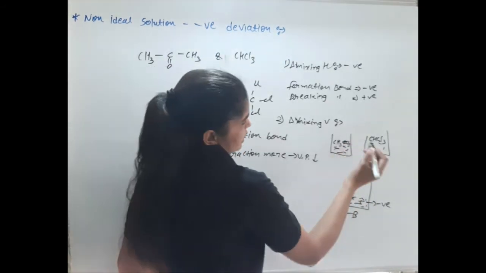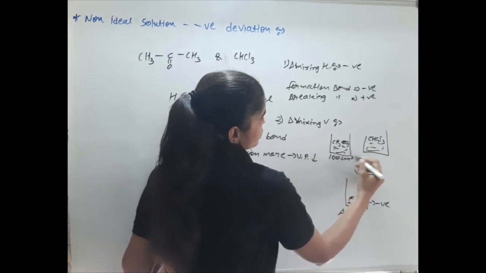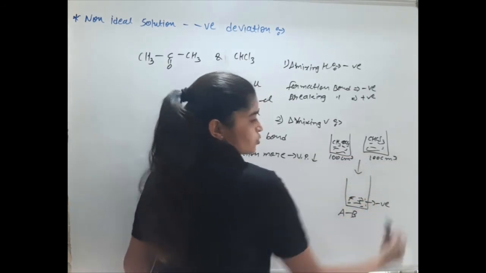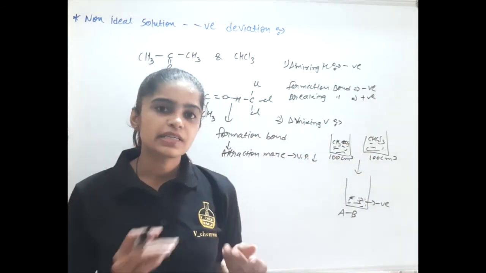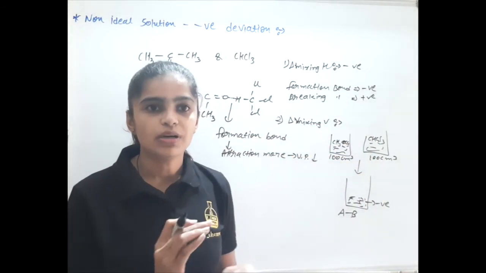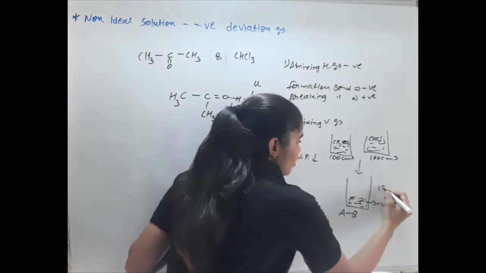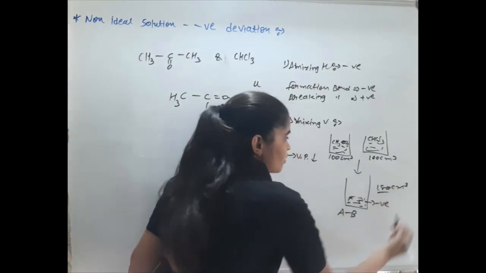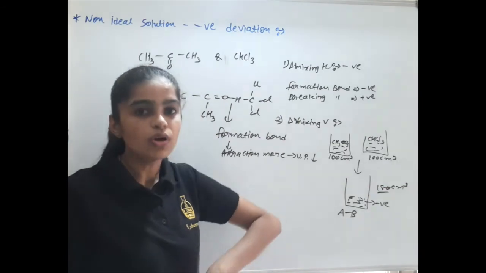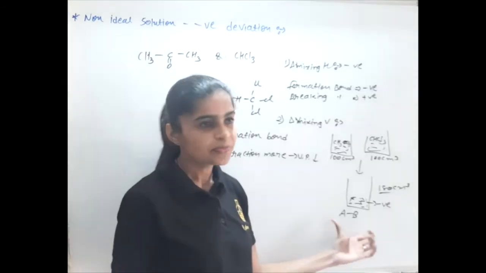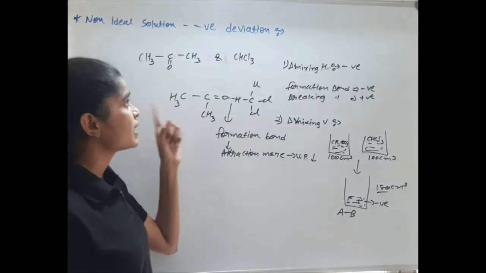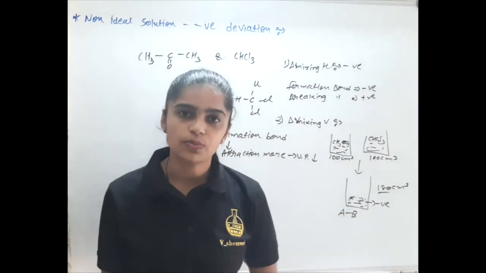For example, consider a 100 cubic centimeter volume and another 100 cubic centimeter volume. When these two are mixed, in the ideal condition it gives 200 cubic centimeters, but in this condition it gives 180 cubic centimeters. Why is the value less? Because of the presence of attraction between A and B. So this is all about the negative deviation from Raoult's law.